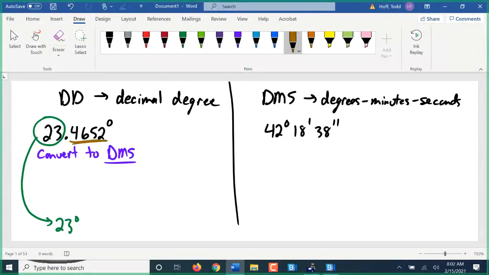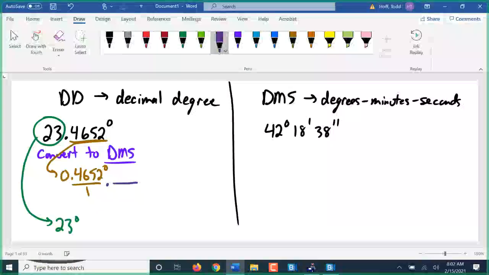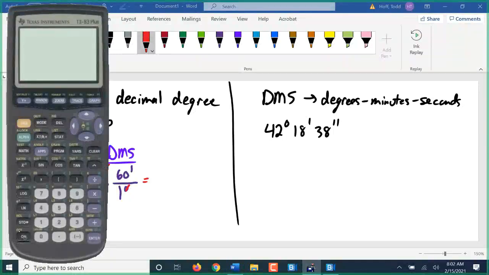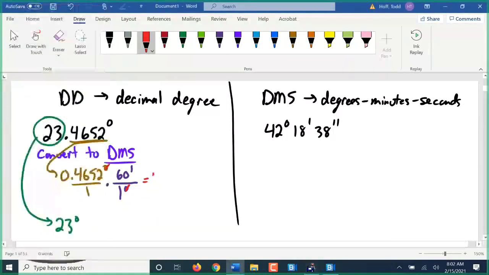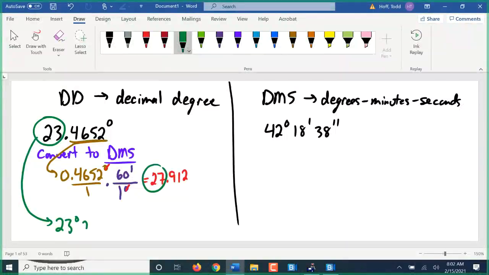Now we take that decimal, 0.4652 degrees, and I want to convert that into minutes. So I'll put 1 degree on bottom so that it cancels out. 1 degree equals 60 minutes. So the degree cancels out. I'm going to take that 0.4652 times 60. That's 27.912. Again, off of there, I just want the 27. That's 27 minutes.